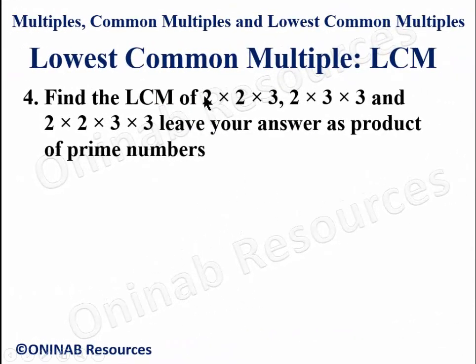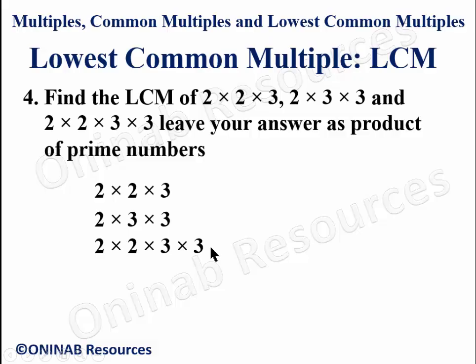For problem 4, this is product of prime numbers. Each number here is being expressed as a product of prime numbers. The first number here is 2 times 2 times 3. The next number is 2 times 3 times 3. And the third number is 2 times 2 times 3 times 3. We now leave our answer as a product of prime numbers. So we start with the first number here, which is 2 times 2 times 3. The next number is 2 times 3 times 3. And the last number is 2 times 2 times 3 times 3.